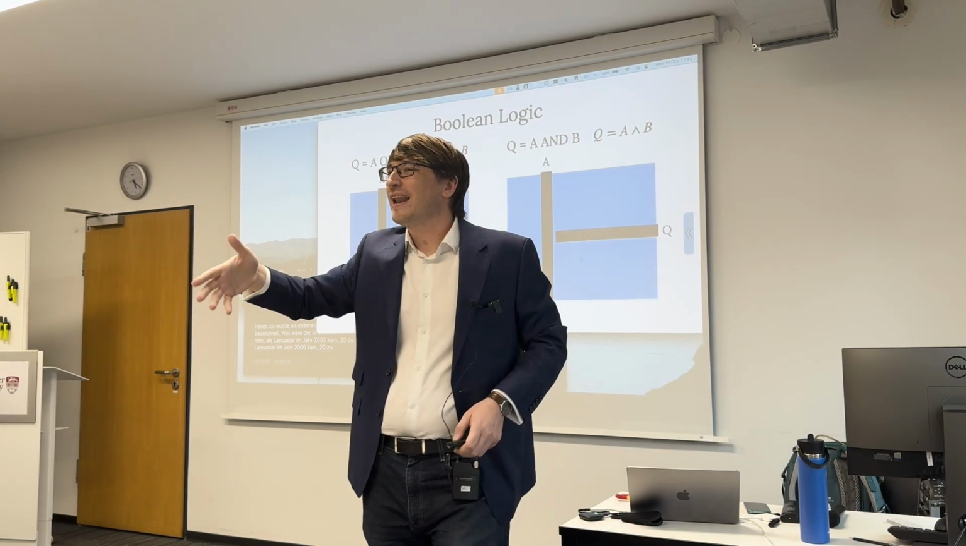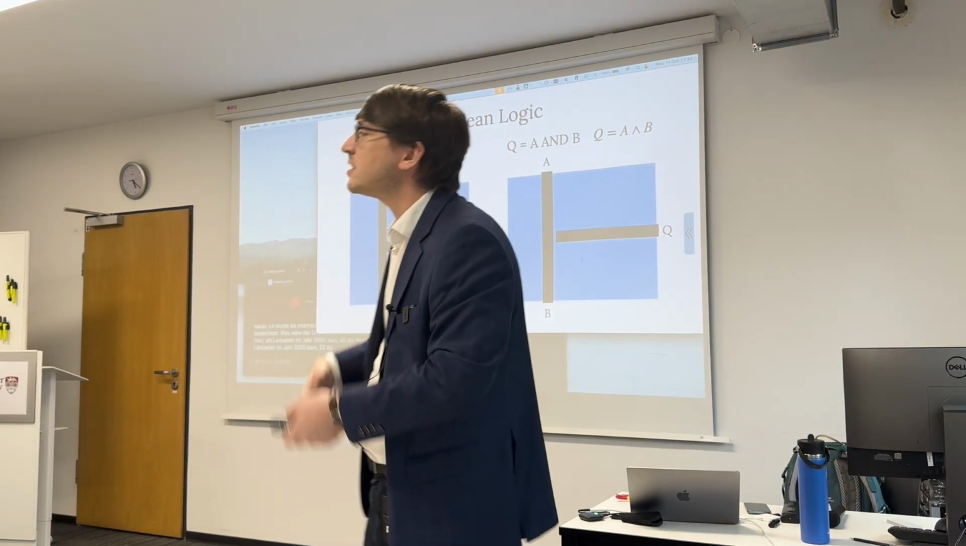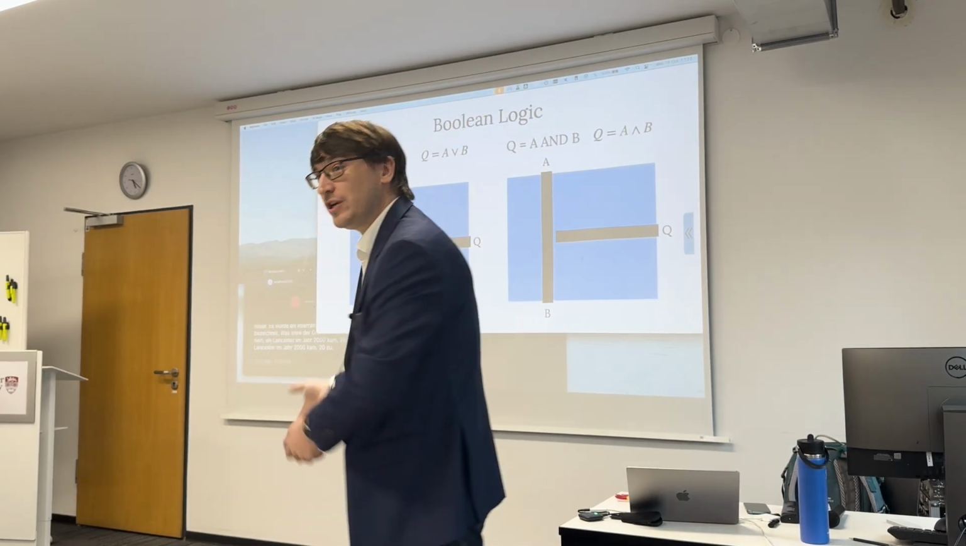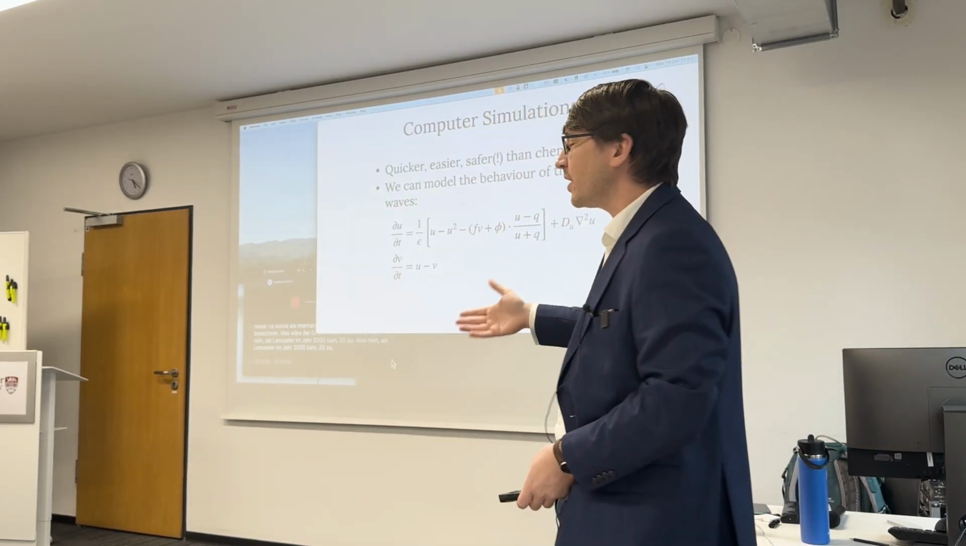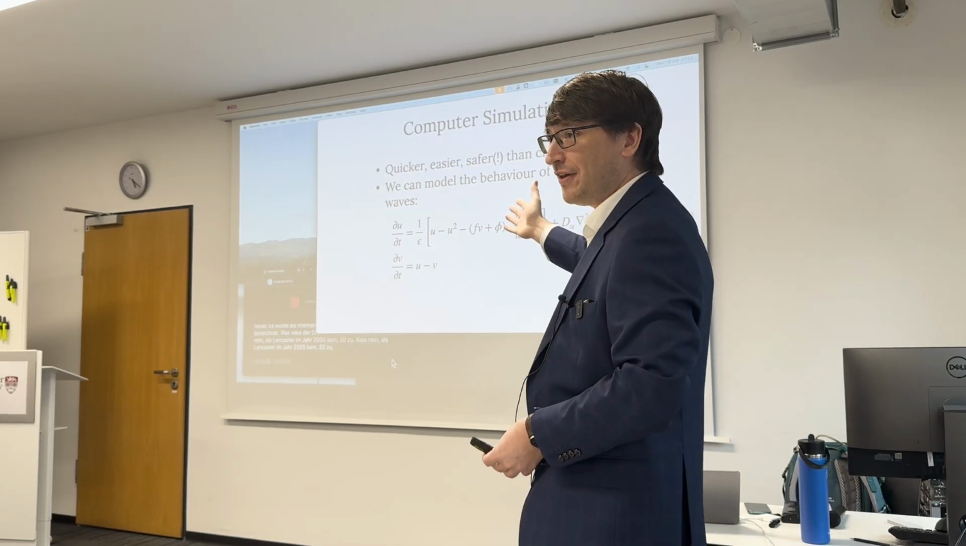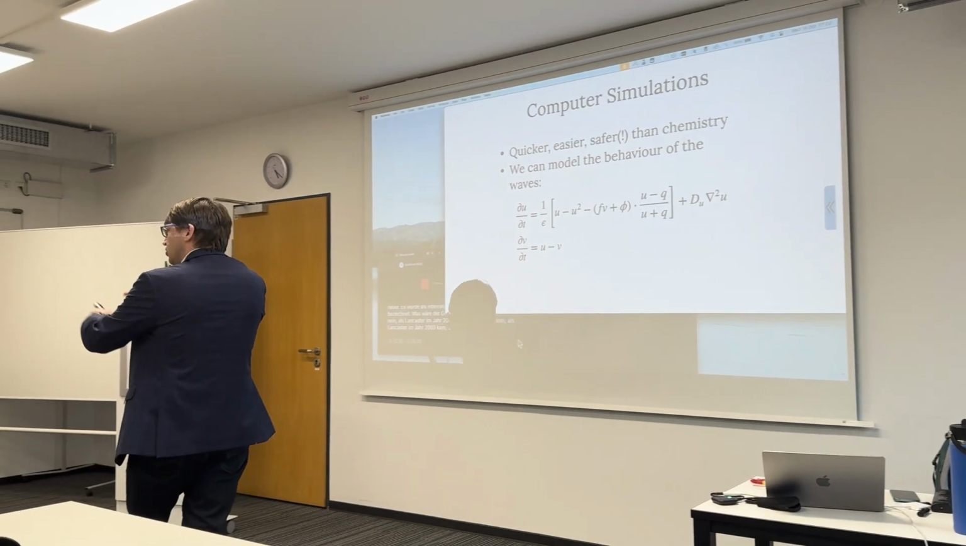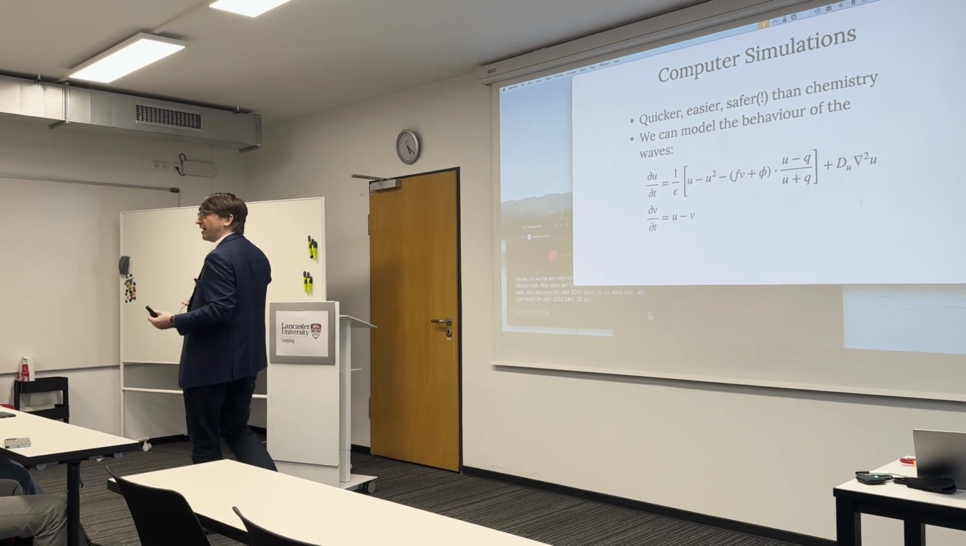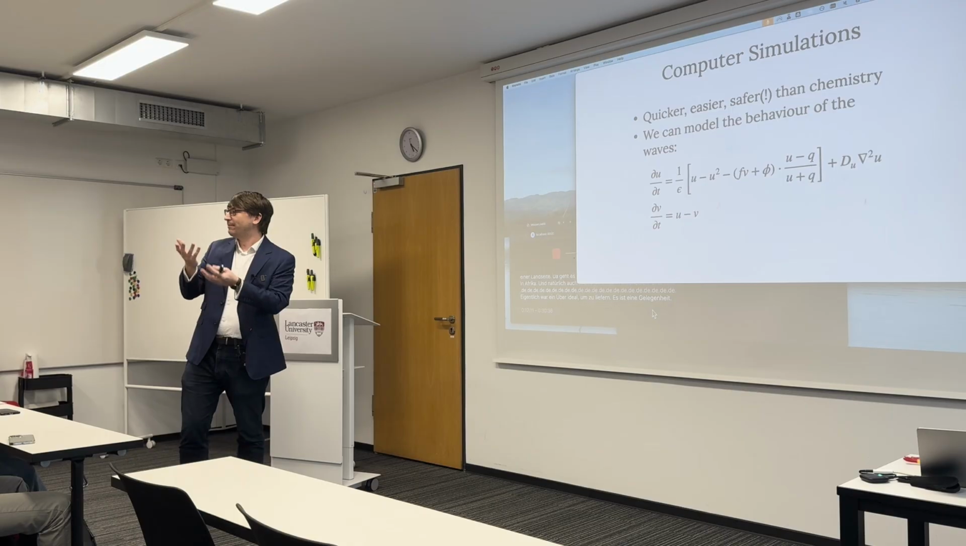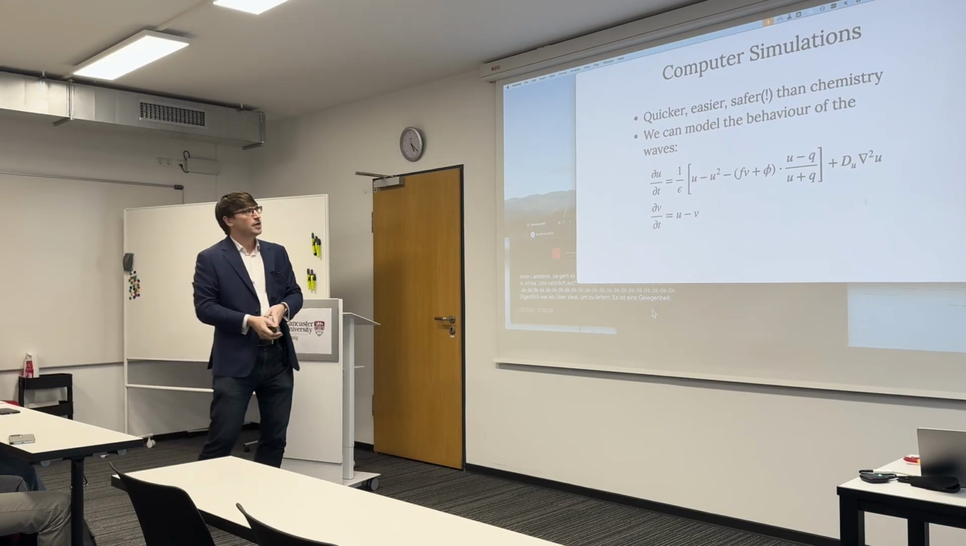Now, I'm not allowed in a chemistry lab for various reasons, so I don't go into a chemistry lab and do this. I cheat, and I use some really horrible-looking maths to simulate the behavior of these waves. How do they actually move? How quickly do they move? How do they interact with each other? We're basically simulating the chemical concentrations.